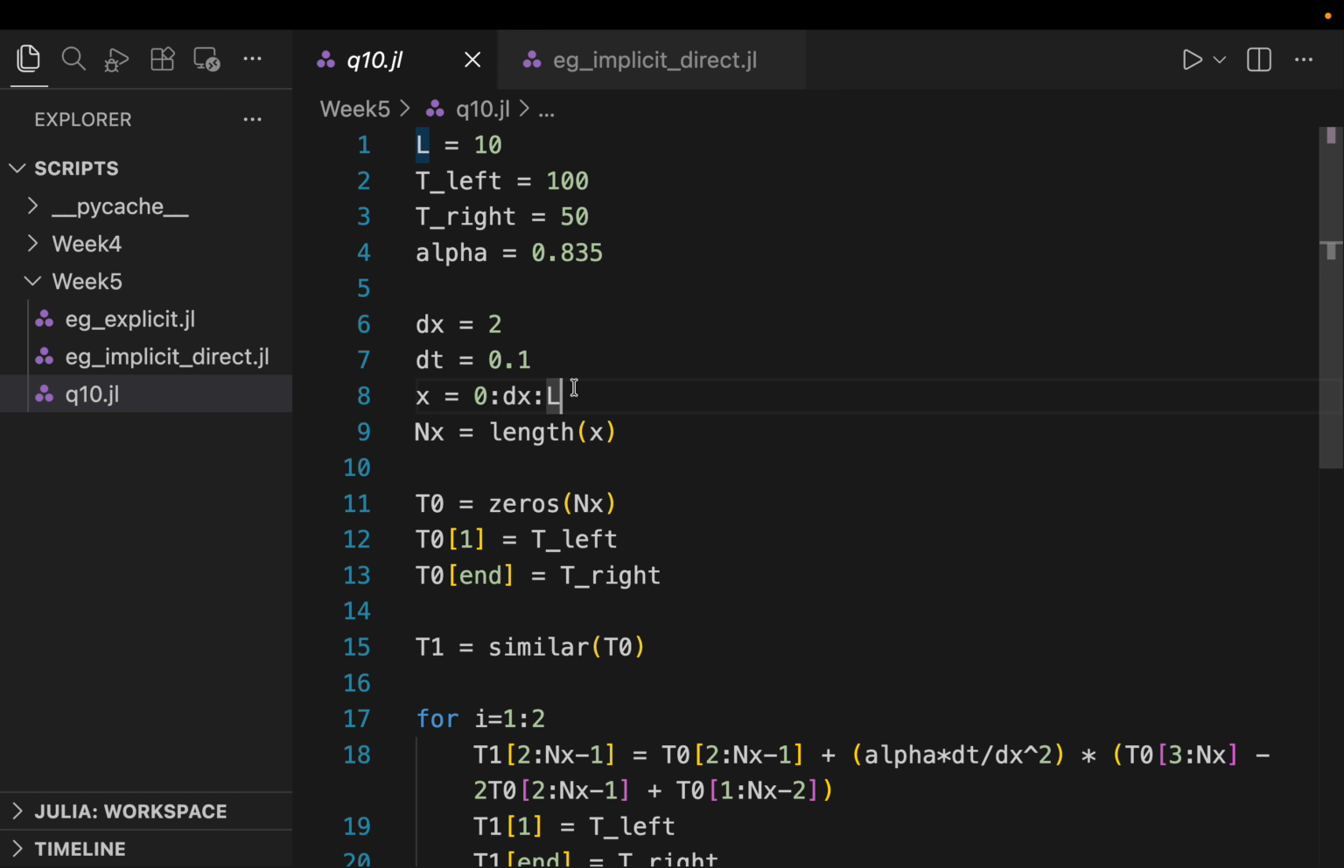So first thing is you discretize your domain. What this statement does is it creates an array such that x equals 0, 2, 4, 6, 8, and 10, with delta x of 2. When you write 0, colon dx, colon L, it will create an array in this fashion and store it into the variable x. The length of x, nx, will give you the number of points. We initialize at t equal to 0, where temperature is given to be 0 everywhere. So what this line does is it declares the entire domain to be zeros.